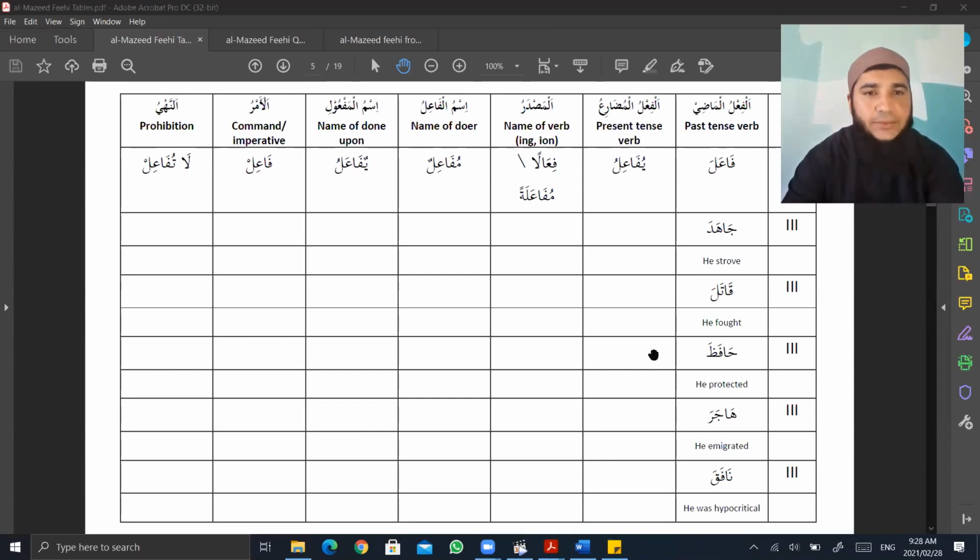Next one, jahada. Jahada, yujahidu, jihadan, mujahadatan, mujahidun, mujahadun, jahid, la tujahid. And jahada means to strive, and it can also mean to fight.